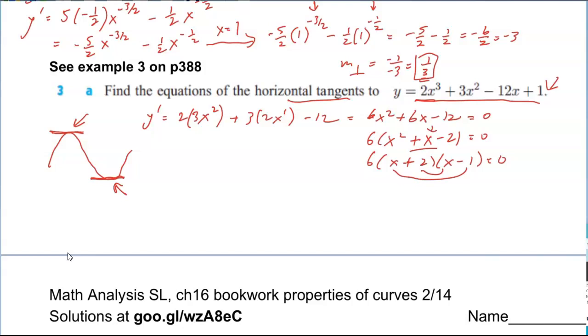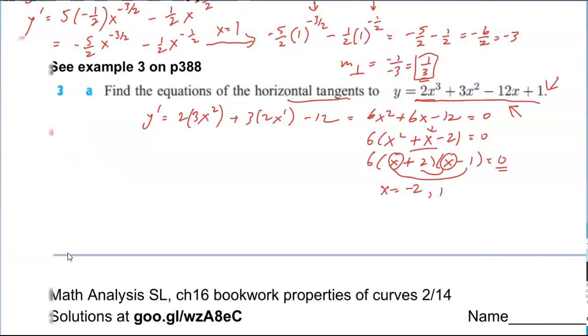What are the two x values which give me a value of 0? It would be x equals negative 2 or x equals positive 1. So those are the two solutions. There's two places where this function has a gradient of 0: x equals negative 2, x equals 1. How do we find out what the equations of the horizontal tangents are?